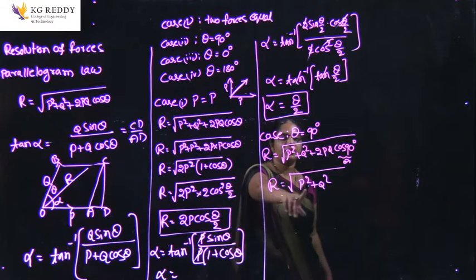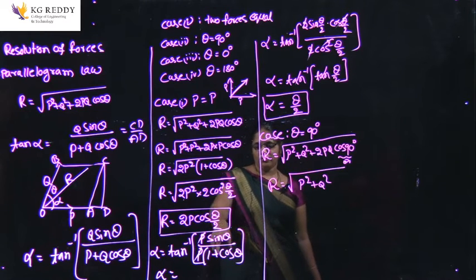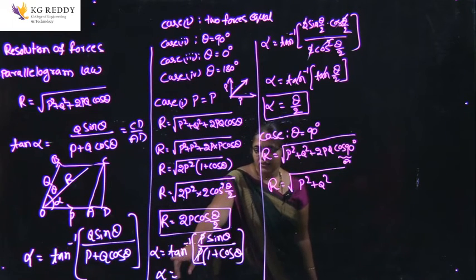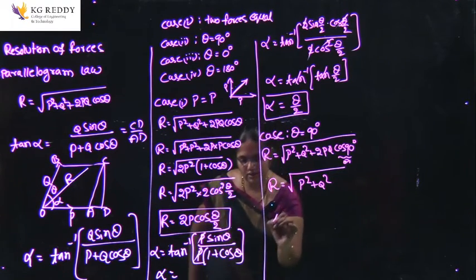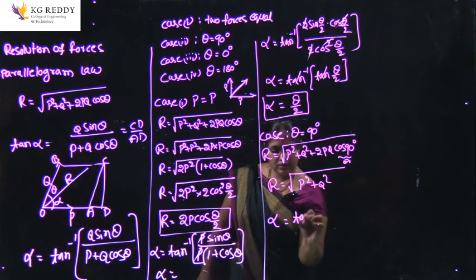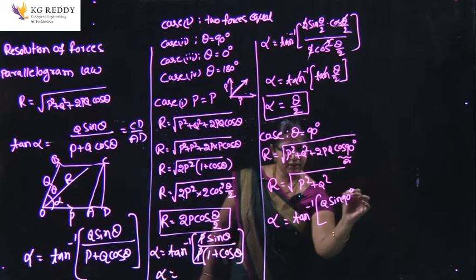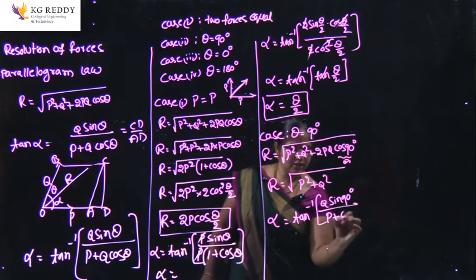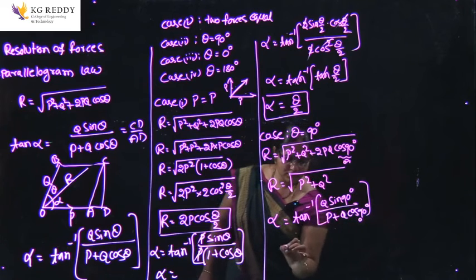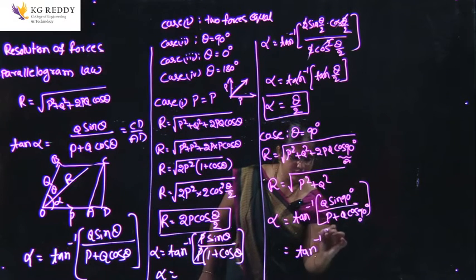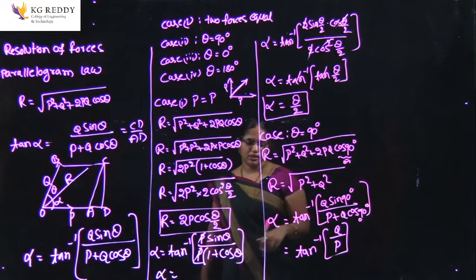Similarly, we have to substitute the value of cos 90 here in this case, and then we will get alpha. So, how will we get alpha? Here alpha equals tan inverse of Q sin 90 divided by P plus Q cos 90. So, cos 90 is 0. Therefore, here we will get tan inverse of Q sin 90 divided by P, which is Q by P. So, this is whenever theta equals 90 degrees.